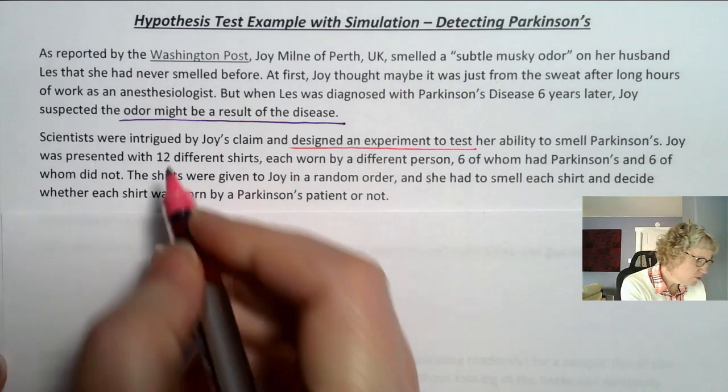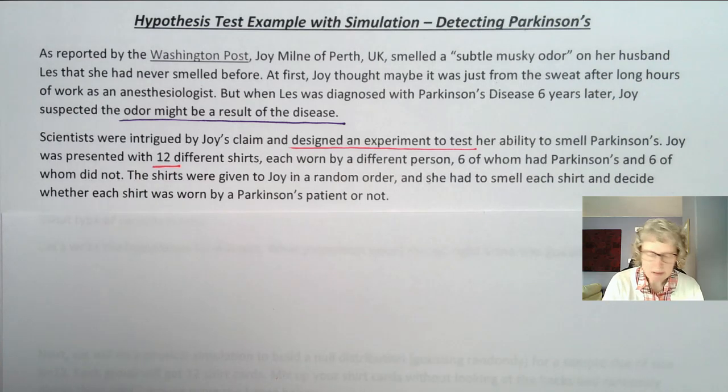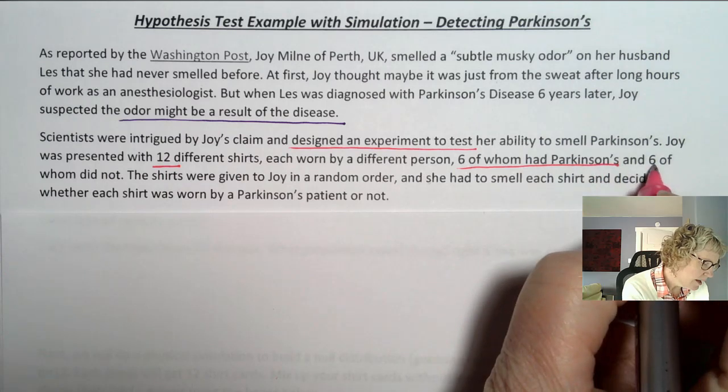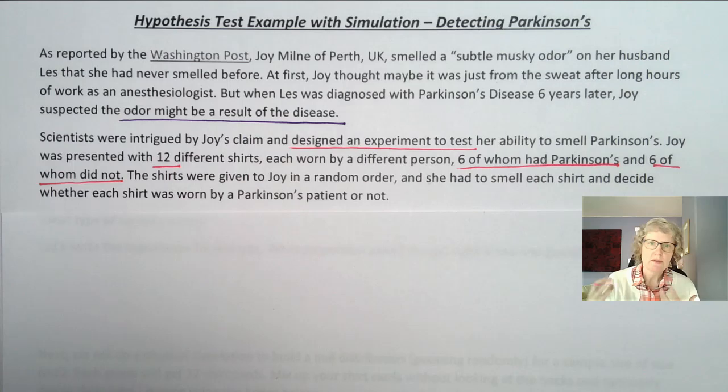So Joy was given 12 different shirts, and each was worn by a different person. 6 of those people had Parkinson's disease, and 6 of them did not. The shirts were given to her in a random order, and she had to smell each shirt and decide whether each shirt was worn by a Parkinson's patient or not.